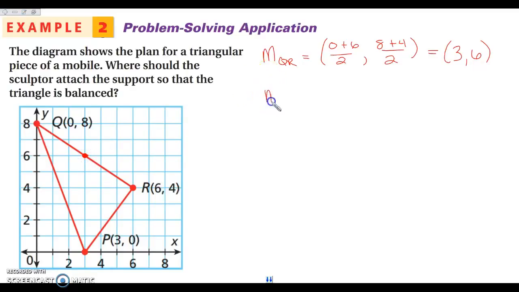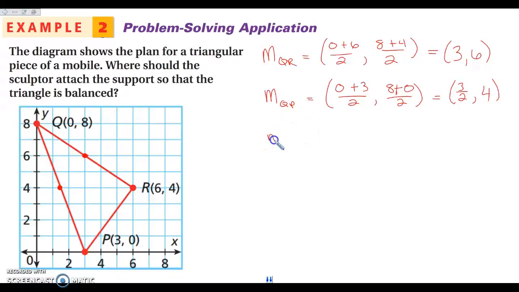All right, then we can look at the midpoint for QP. We have adding our x's again, we're going to add 0 and 3 divided by 2. And then we have 8 and 0. 8 plus 0 divided by 2. This is going to give us 3 halves. And 8 divided by 2 is 4. So we're going to go over 1.5 up 4. So this is the other one.